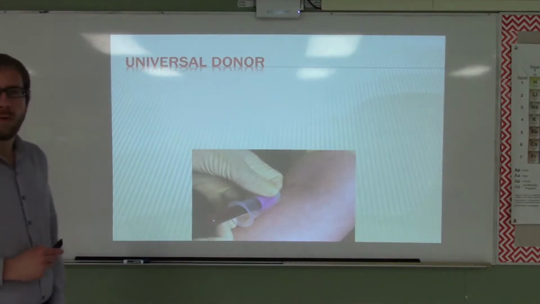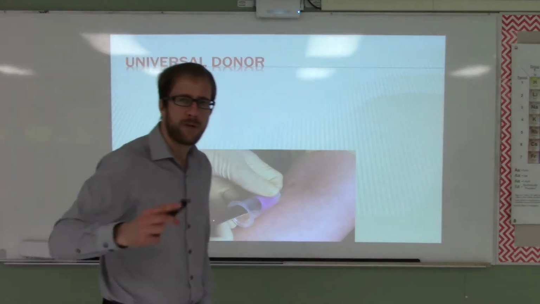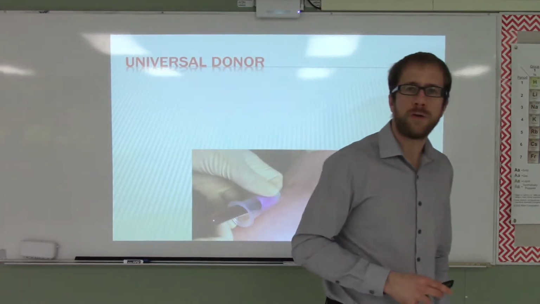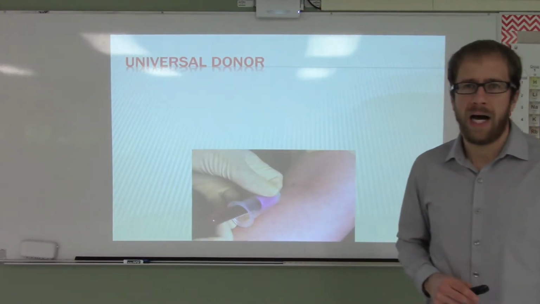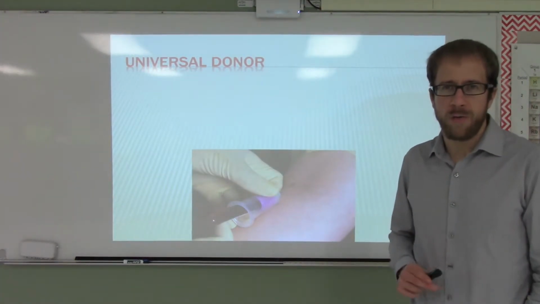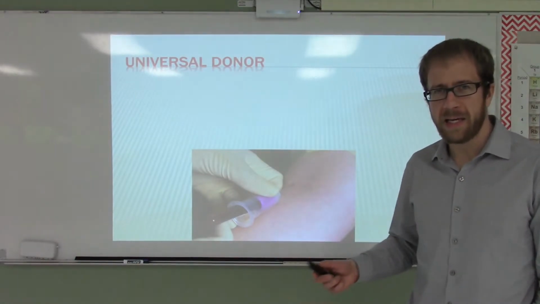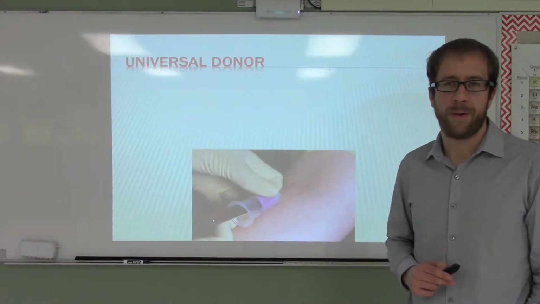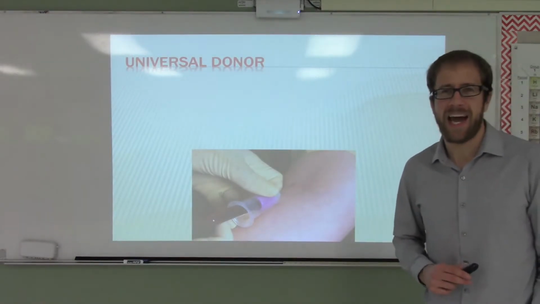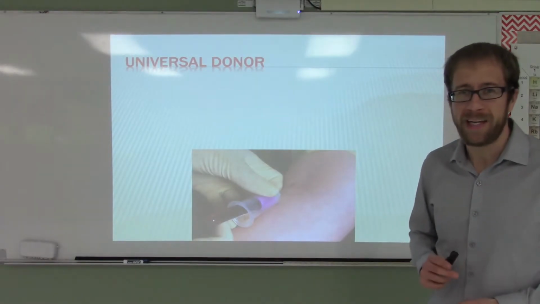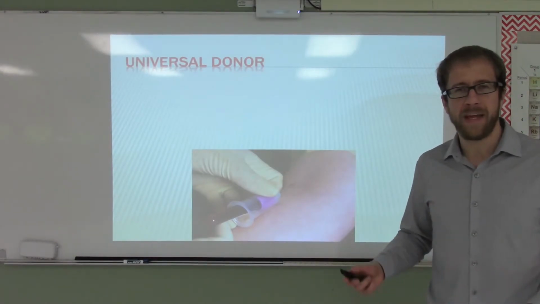Now, you may have heard the terms universal donor and universal recipient before. In fact, if your parents have donated blood and they are type O negative, I'm sure they complain about how often Blood Services Canada bugs them to donate blood. Why is that? Why would they bug them?